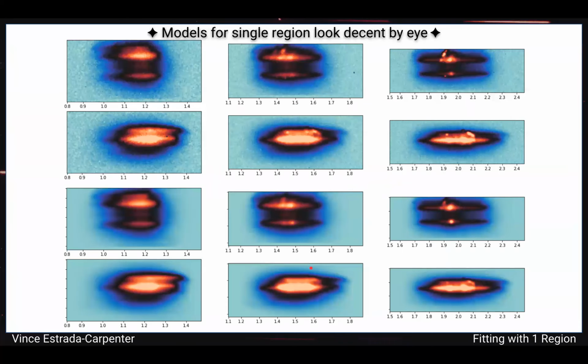So the first thing I'm going to show you is fitting using one region, right? So we're going to just fit with one region. The top is the simulated grism images, the NIRISS images, and the bottom are the best fit models using one region. By eye, these look decent, right? You get H alpha, and it looks pretty good.